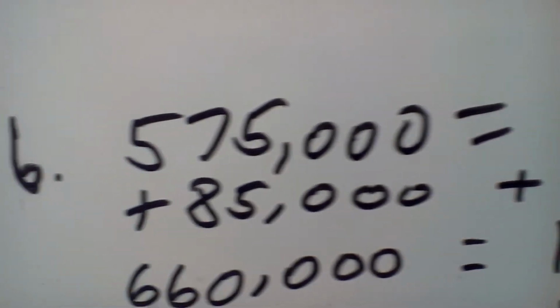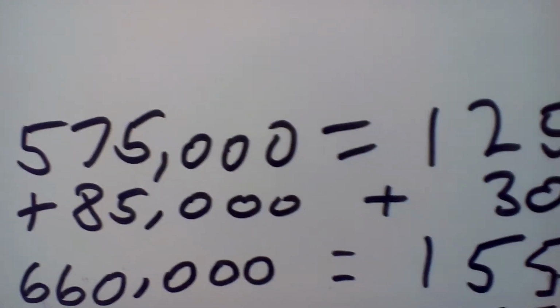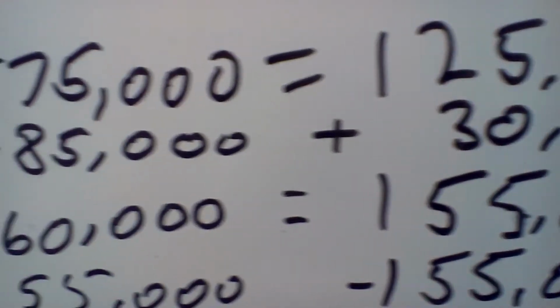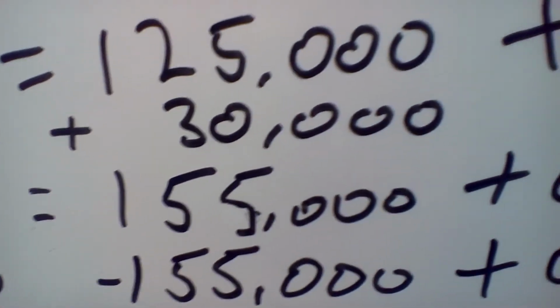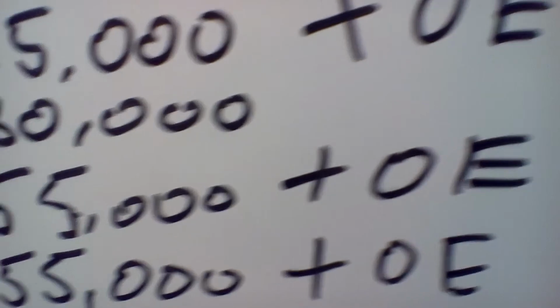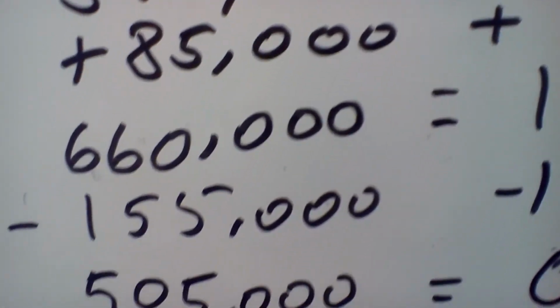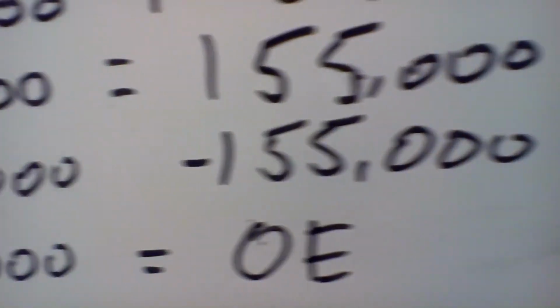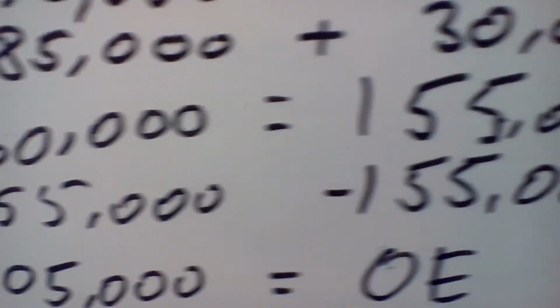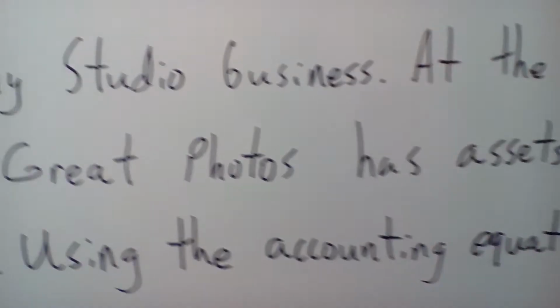Still have the OE. And then what we now know is we can subtract from both sides the $155,000. And this is what's going to leave us with an OE of $505,000, as you can see. So this was a basic equation, a basic problem.